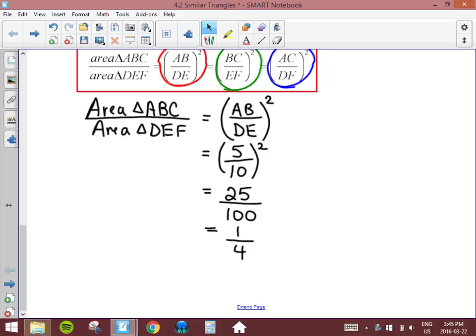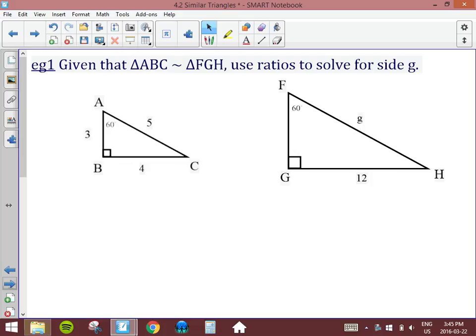Moving on to the back of the page, we've got 2 examples to go through. So the first one, I'm given the information that triangle ABC is similar to, don't forget that's what that symbol means, triangle FGH. Now, when they give me the triangle names, they've already matched up the corners for me. So I know that corner A matches with corner F, and corner B matches with corner G, and finally corner C matches with corner H.